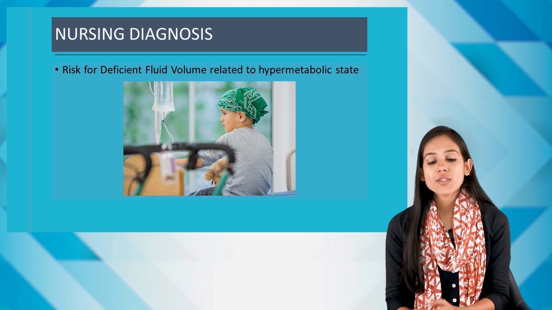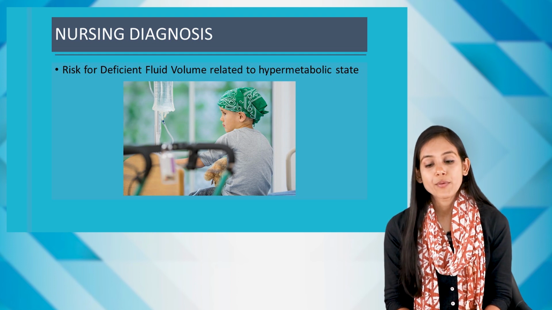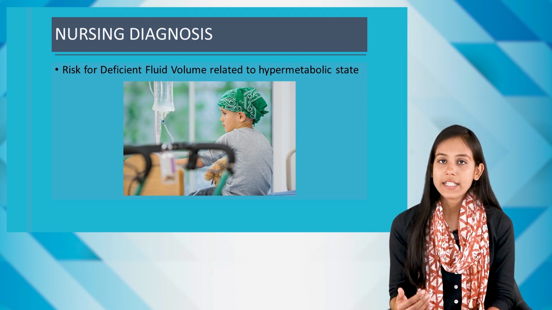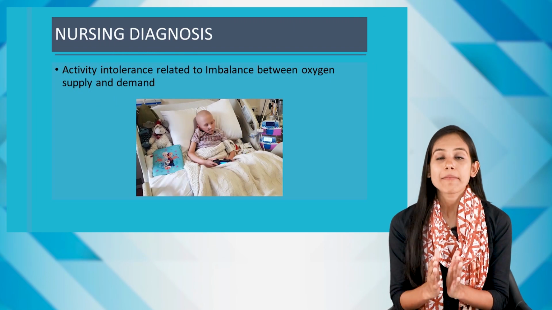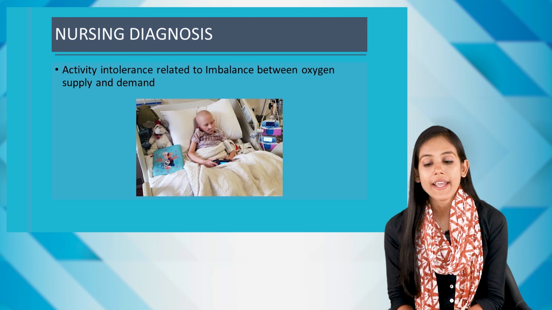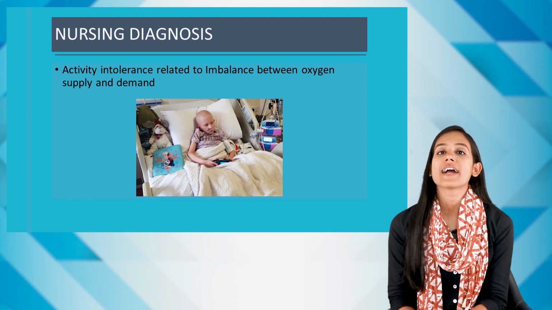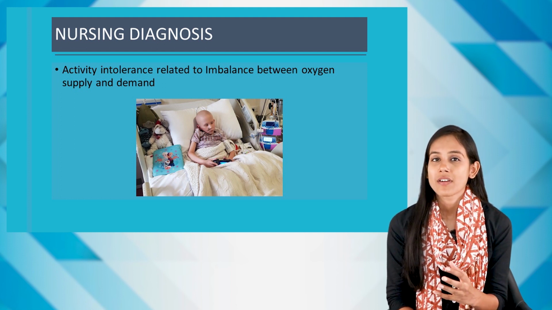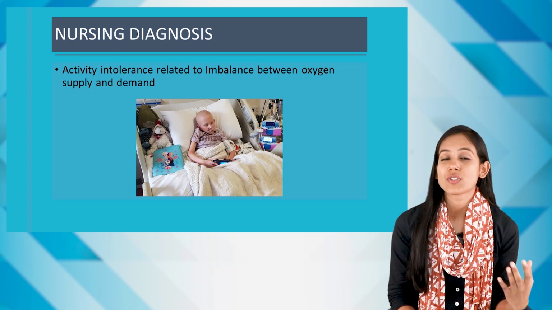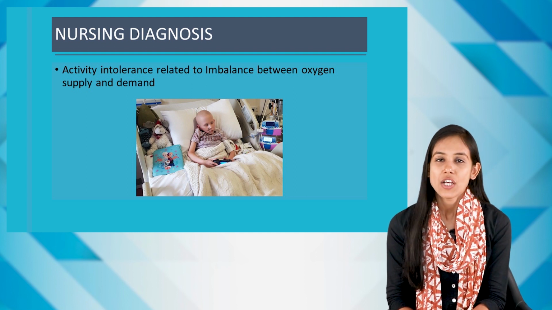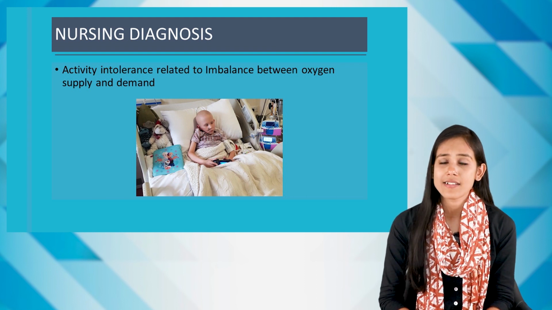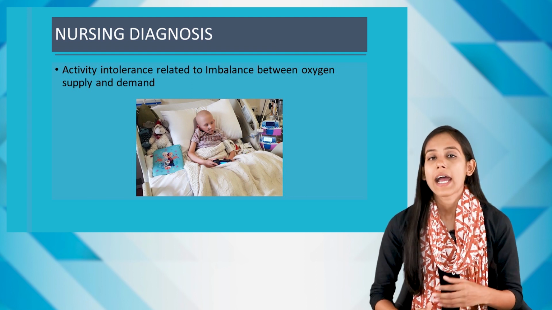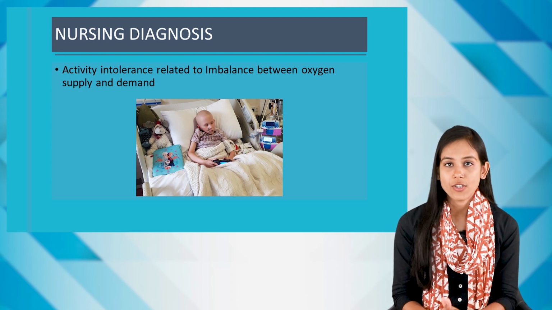Next thing would be risk for deficient fluid volume related to hypermetabolic state. And also there would be activity intolerance related to imbalance between oxygen supply and demand. So you know that there won't be enough oxygen reaching to the tissues and the organs, right? So the child would be tired, there would be a constant tiredness, the child will feel weak, and because of that there would be activity intolerance.